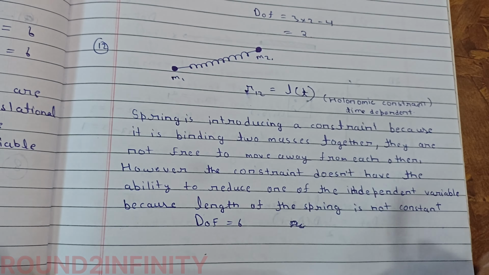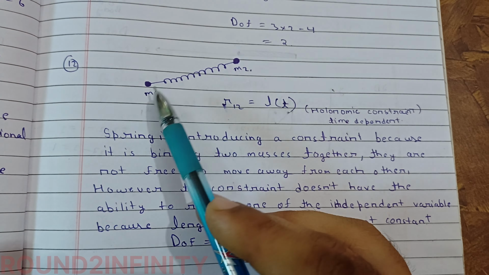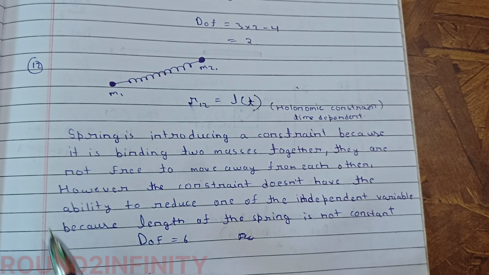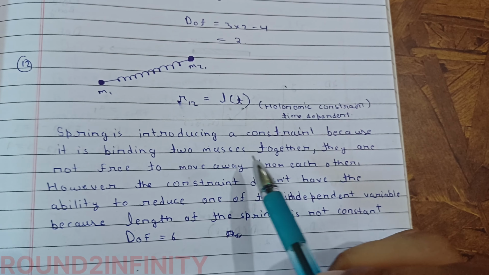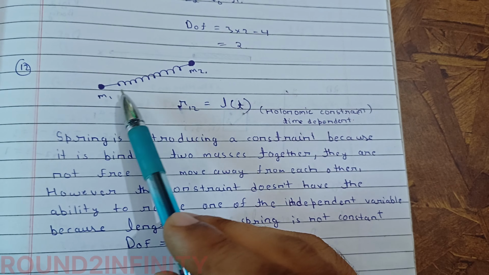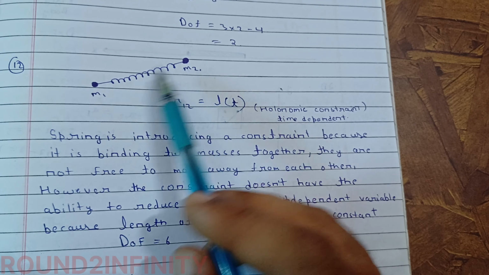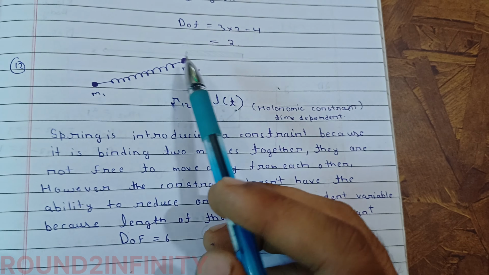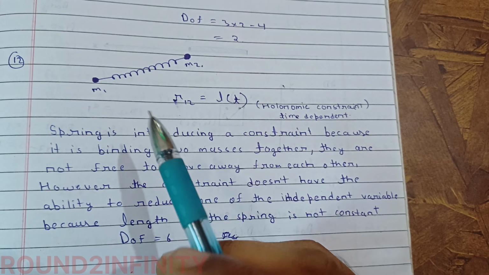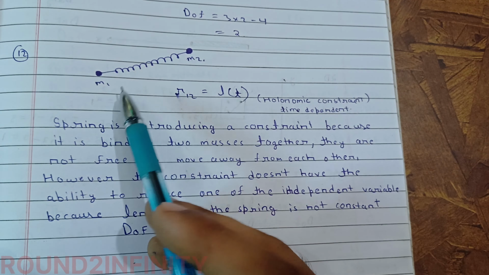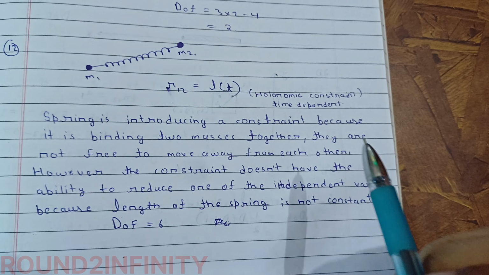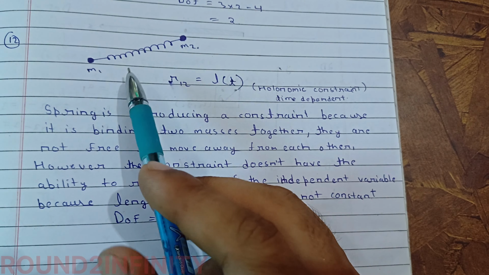Now let's see the last example for today. We have this spring system, m1 and m2 are attached with it. So what is the degree of freedom for this? Now see, the spring is introducing a constraint because it is binding 2 masses together. Because of this spring, these 2 masses can move, but they always remain together, and the length will change with time. This is an example of a constraint which can't reduce the variables for these systems. The spring is introducing a constraint because it is binding 2 masses together. They are not free to move away from each other because of the spring. They will stop somewhere.